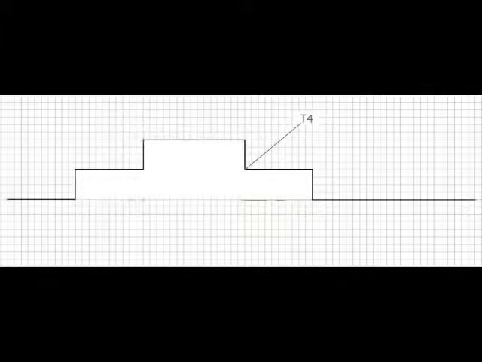Time t4 is the time of the trailing edge of the incident pulse. We still see the reflection because it has not finished returning from the end of the cable. Time t5 is the time where the trailing edge of the reflection occurs.